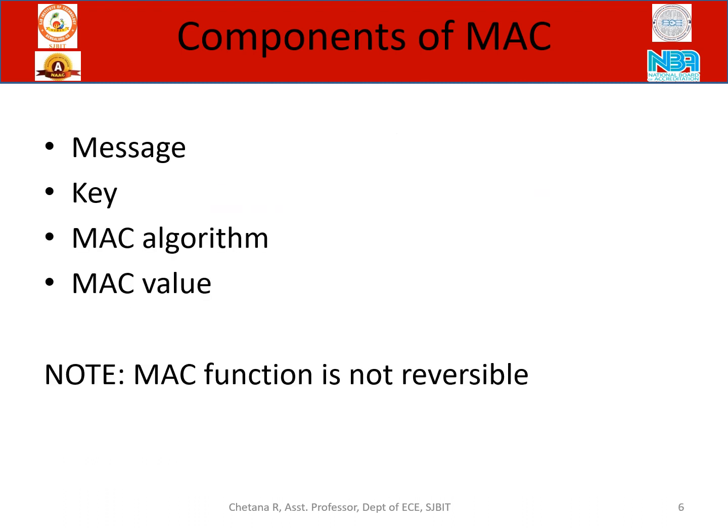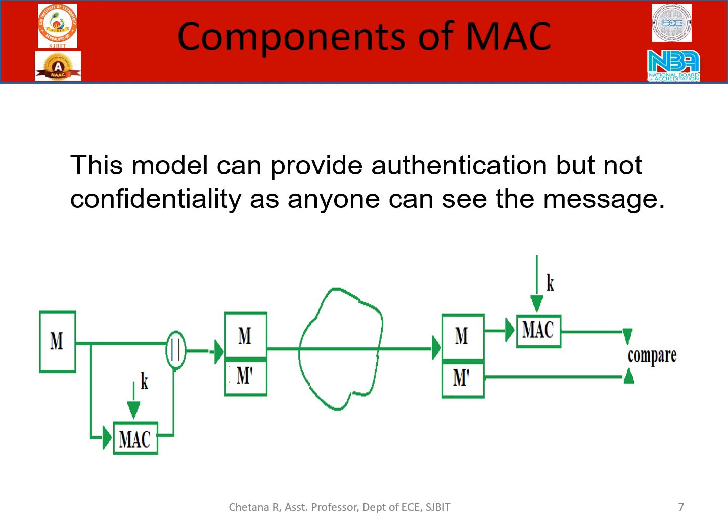The components of the MAC requirement are message, key, MAC algorithm, and MAC value. And the MAC function is not reversible. So these are the components of MAC. As I told you, you have the message and you have the algorithm where the inputs are the message and the key. So these two are helping us to come up with a code. At this point, you have the message authentication code, so this is appended with the message. You have the actual original message and you have the MAC code. So the combination of the message and the MAC code is visualized like this.